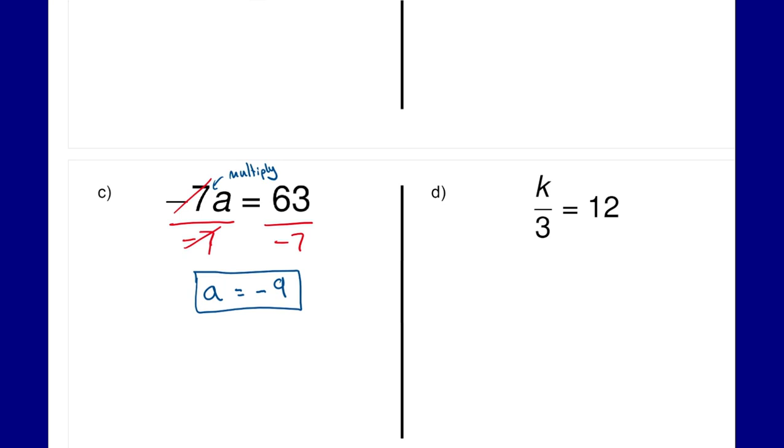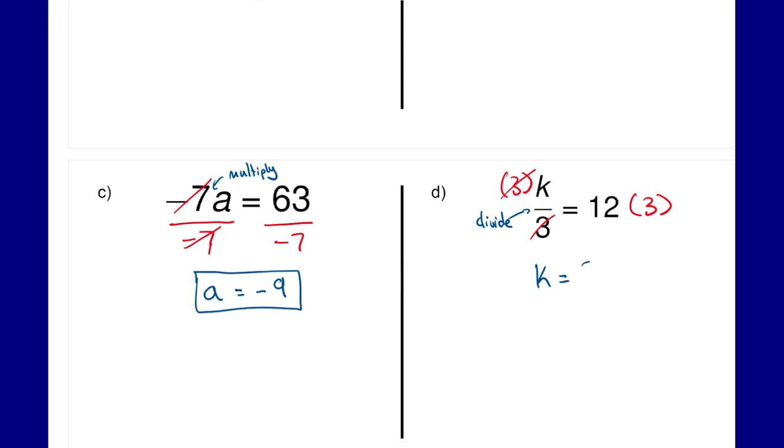For D, k over 3 or k divided by 3 equals 12. How do we cancel out dividing by 3? Well, we can cancel out dividing by 3 by doing the opposite, which is multiply. So I'm going to multiply by 3 on the one side. I'm going to multiply by 3 on the other side. When I multiply by 3 and divide by 3, they cancel out. I'm left with k.